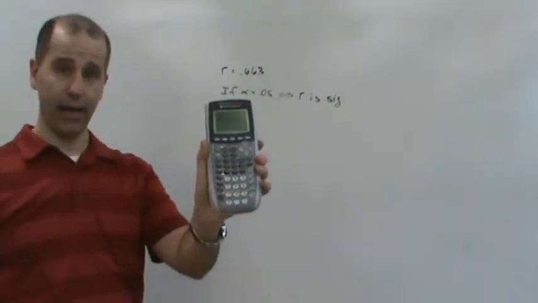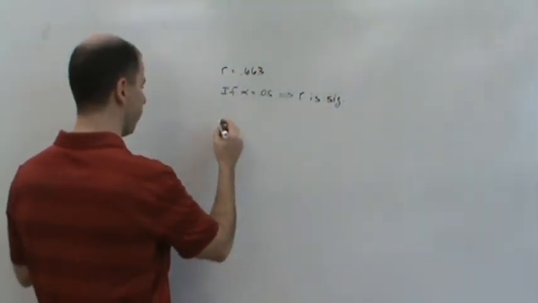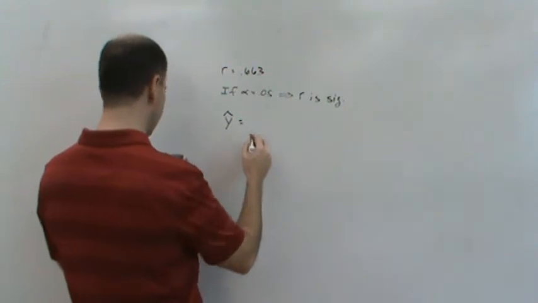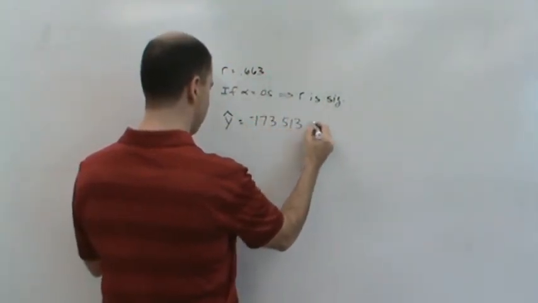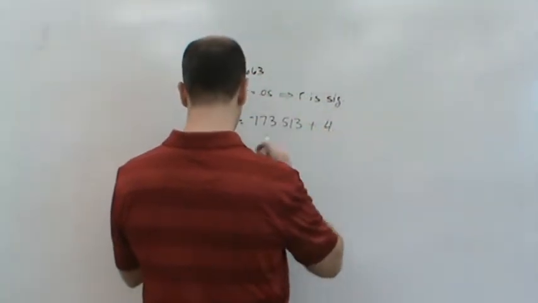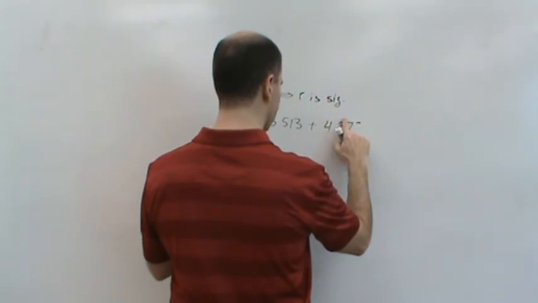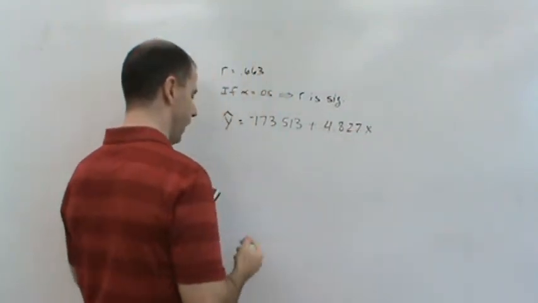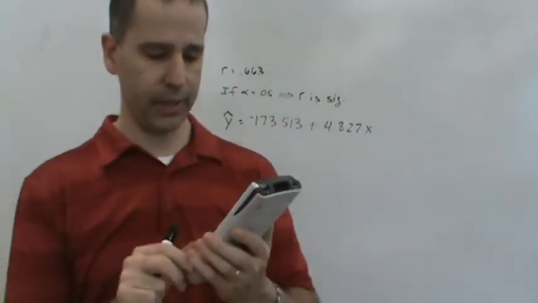Now, if R is significant, now I can do my regression. Well, I've already got it on my calculator from doing LinRegTTest. Again, just like before, I get my regression equation. Okay? Y equals negative 173.513 plus 4.827 times x.